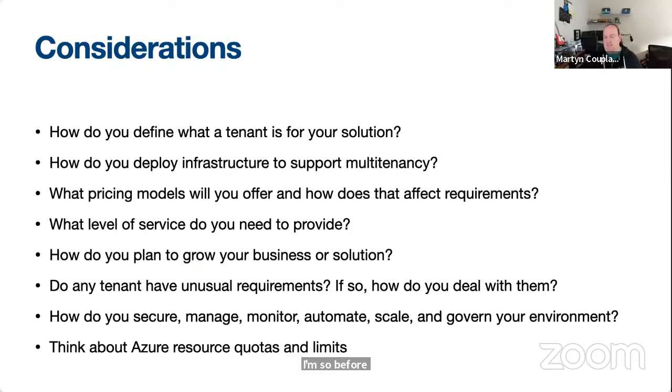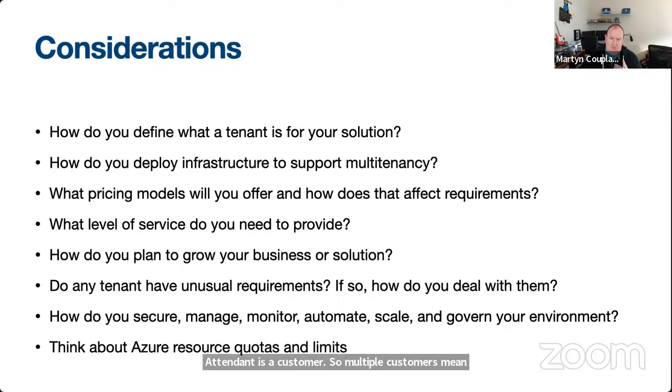So before you build or write any line of code, before you build any piece of infrastructure, you need to start asking these questions. So I guess the first one, and probably the most important, is how do you define what a tenant is for your solution? For the most recent thing I've been working on, which is a cloud management portal for a managed service provider, a tenant is a customer. So multiple customers mean multiple tenants.